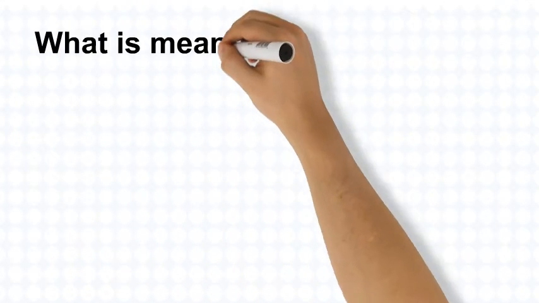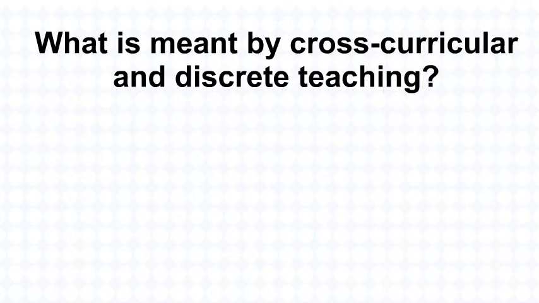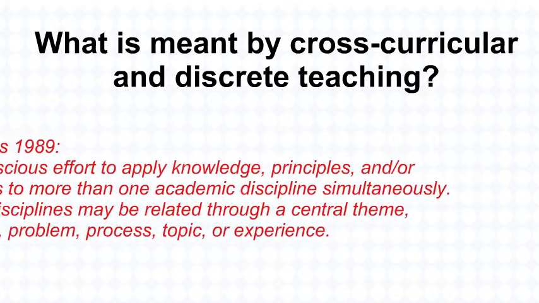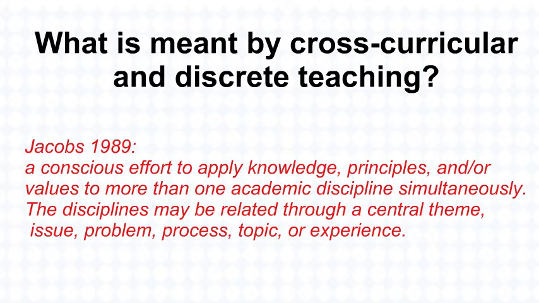The concept of cross-curricular teaching is not new. In 1989, Jacobs defined it as a conscious effort to apply knowledge, principles, and values to more than one academic discipline simultaneously. This may be related through a central theme, problem, or process. In contrast to this, discrete teaching focuses on one subject at one time.